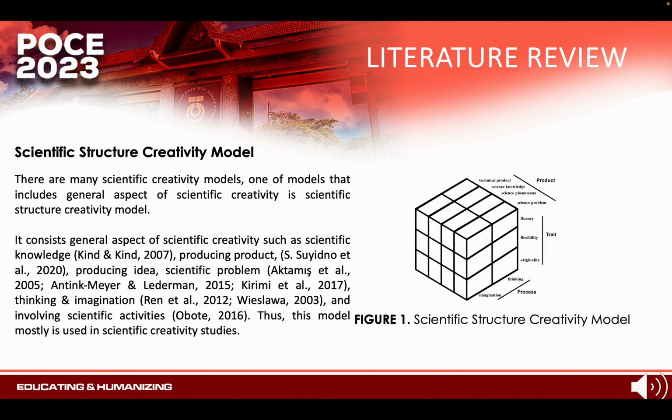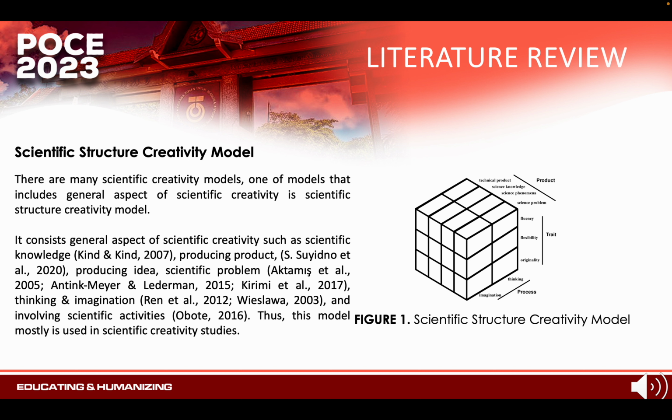Product includes technical product, science knowledge, science phenomena, and science problem. However, in this study, it's only focused on science problem because science phenomena, science problem, and technical product are included in the science knowledge. The second dimension is trade. It includes fluency, flexibility, and originality. The last dimension is process, which are thinking and imagination.